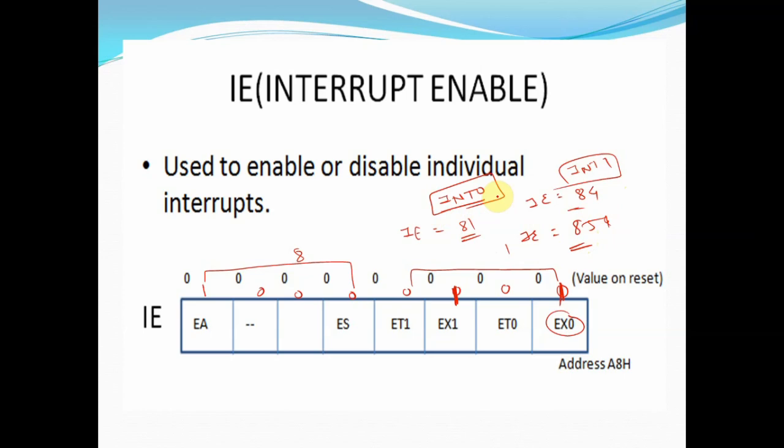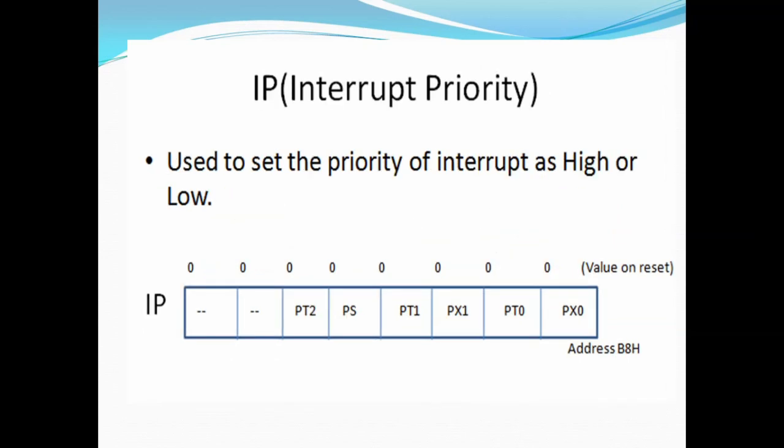Okay, so this is an important register whenever you want to enable or disable a particular interrupt. Now there is one more register, called the interrupt priority register, by using which you can set the priorities to high or low.